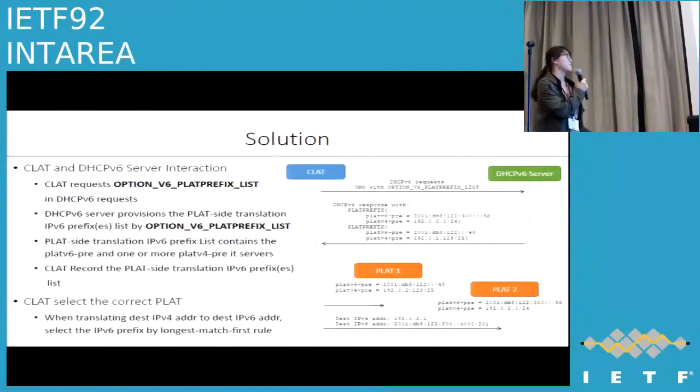IPv4 prefixes it serves are all contained. And the CLAT records the PLAT-side translation IPv6 prefixes. In the translation process, the CLAT must select the correct PLAT. According to the provisioned prefix list and the destination IPv4 address, the correct IPv6 prefix can be selected by the longest match first rule.